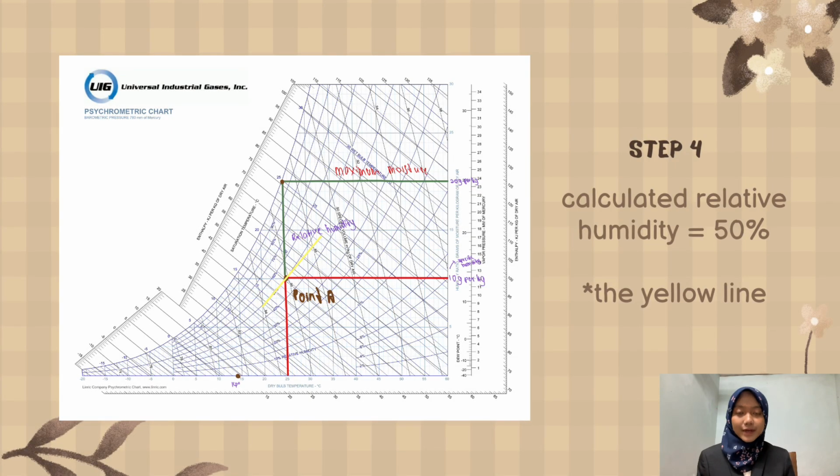Hi everyone. I will continue to the next step, which is step 4. After we calculate the relative humidity, it should be 50%. Then we draw the relative humidity line which lies at 50%.